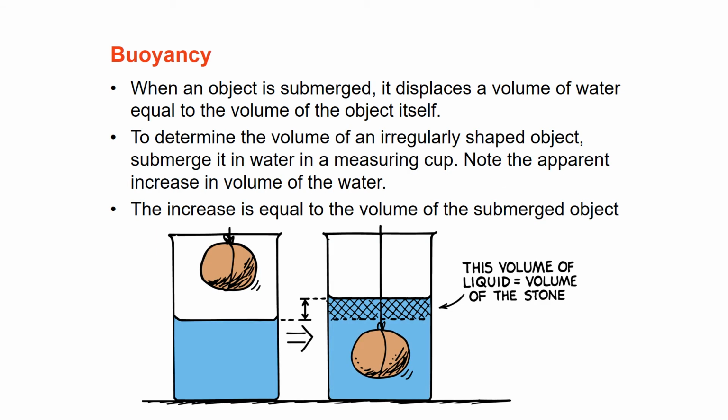When an object is submerged, it displaces a volume of water equal to the volume of the object itself. So we can use these facts to determine the volume of an irregularly shaped object. Simply submerge it in water in a measuring cup. Note the apparent increase in volume of the water. The increase is always equal to the volume of the submerged object. So this volume of the liquid will be equal to the volume of the stone. So we got the volume of the stone.